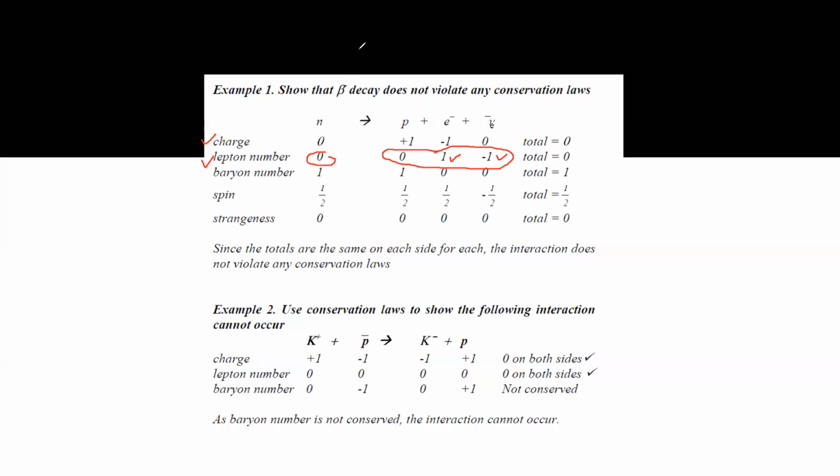Then you check the baryon number. Baryon number, for every baryon, it's plus 1. Anti-baryon is minus 1. Neutron and proton are baryons, so the baryon number is 1. And these are leptons. For lepton, the baryon number is 0. So on the left-hand side, baryon number is 1. On the right-hand side, baryon number is 1. So that is also conserved.